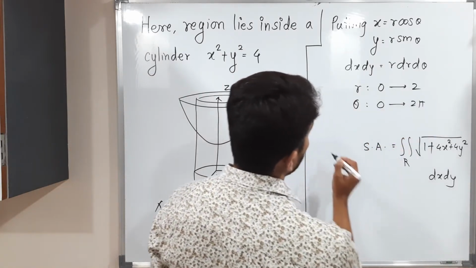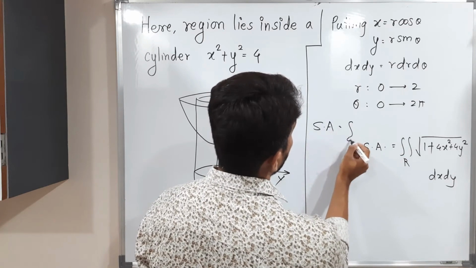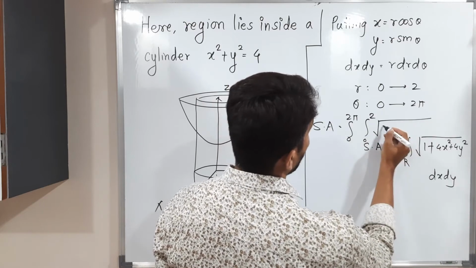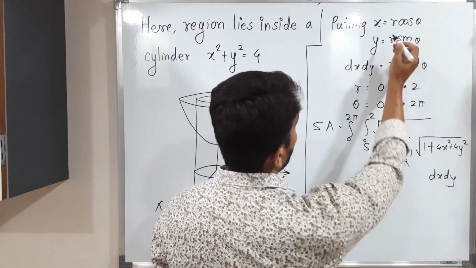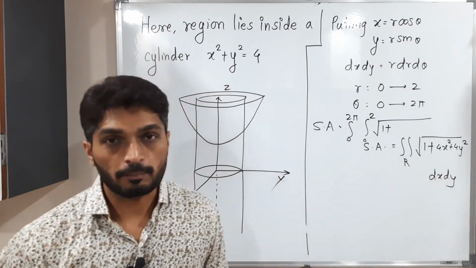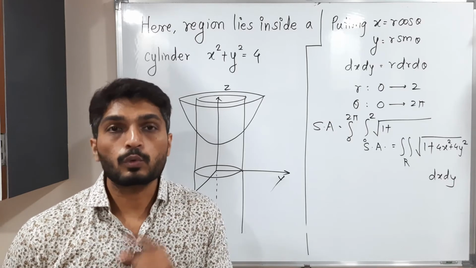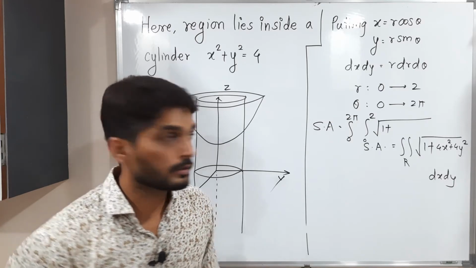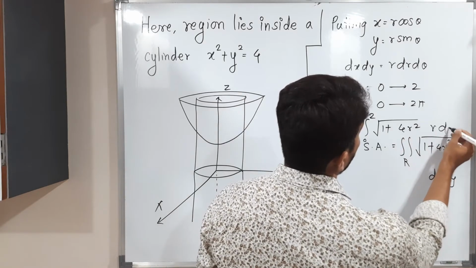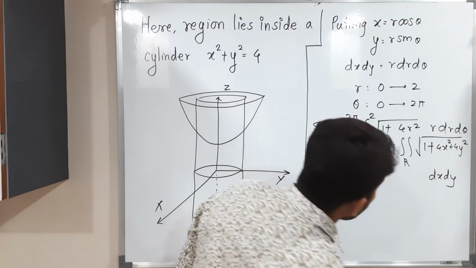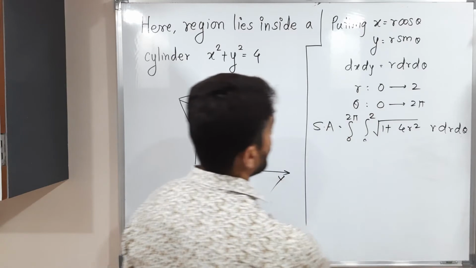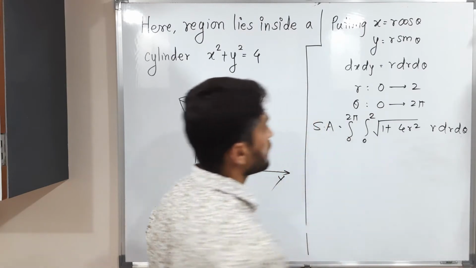Then this integration, that means the surface area, will be the integral from 0 to 2π of the integral from 0 to 2 of the square root of 1 plus 4r² cos²θ plus 4r² sin²θ. We can take 4r² common, and cos²θ plus sin²θ is 1, so I can write directly 4r², and after that r dr dθ. Let me remove this one, it is not required now. So we have this integration.